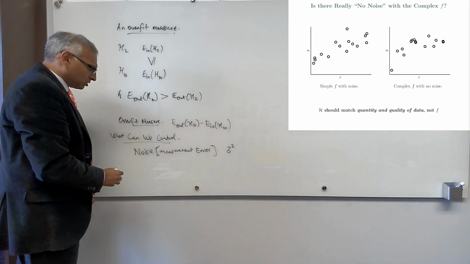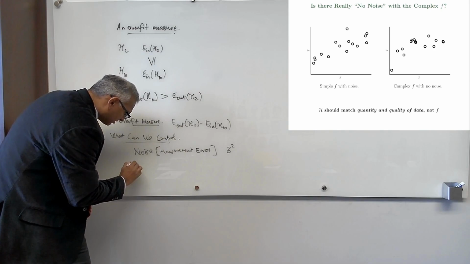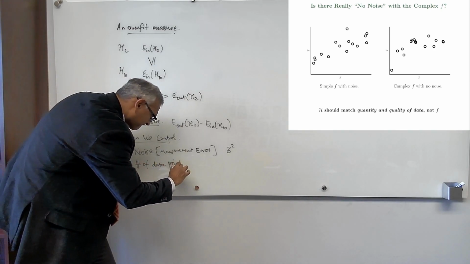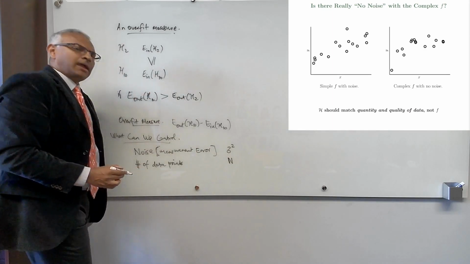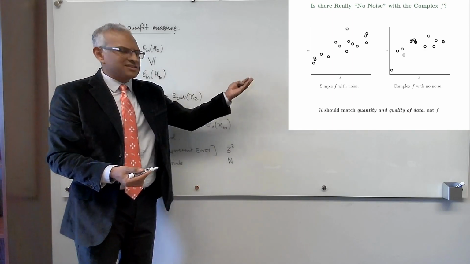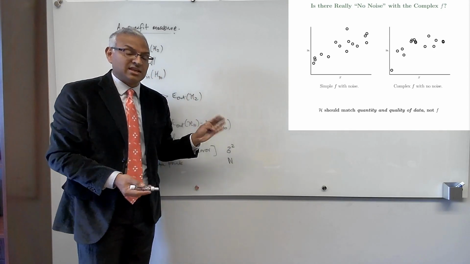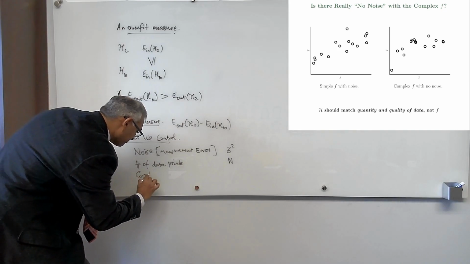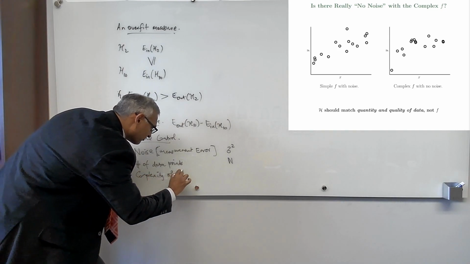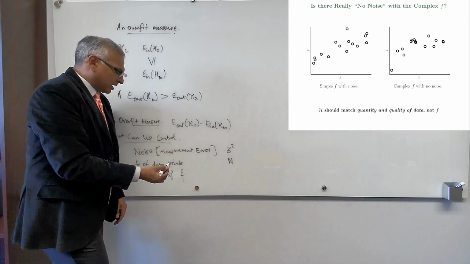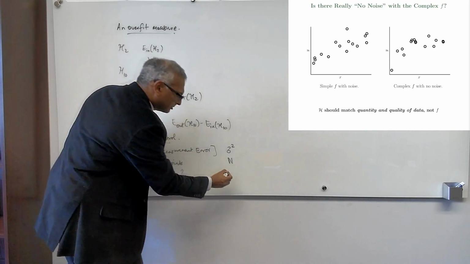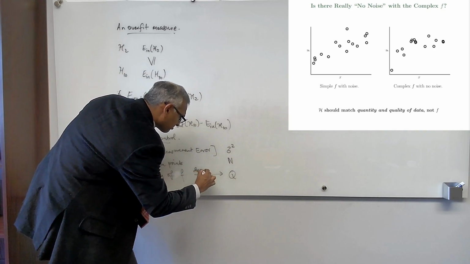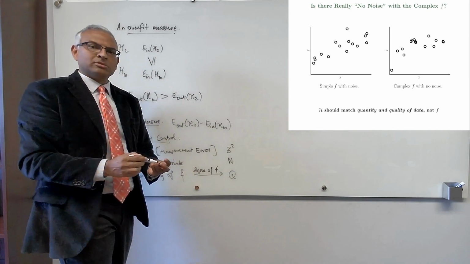We can certainly control the number of data points, N. And in this scenario, because we are generating the data and the target function, we can also control the complexity of f, the target function. One way to quantify that is the degree of the polynomial, which we can call q.